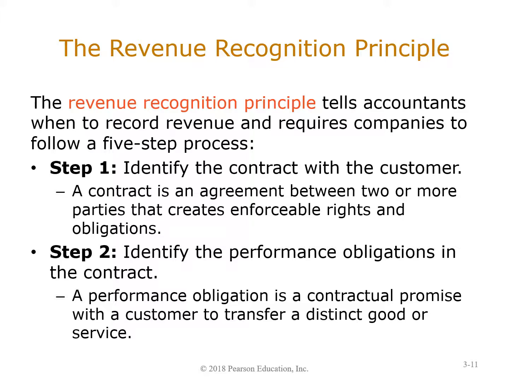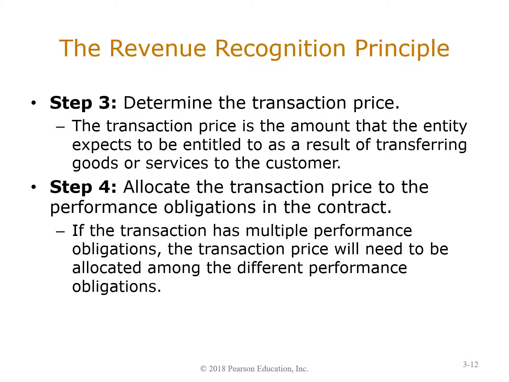A contract is an agreement between 2 or more parties that creates enforceable rights and obligations. Step 2, identify the performance obligations in the contract. So what are the promises with the customer to transfer the goods or service? Then determine the transaction price. That's the amount that the entity expects to be entitled to as a result of transferring goods or services.